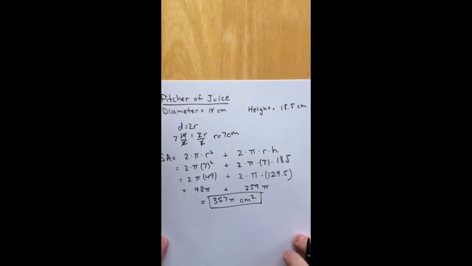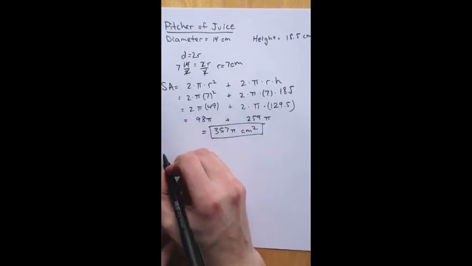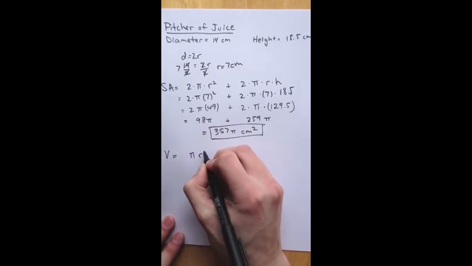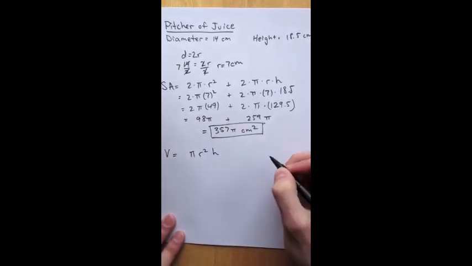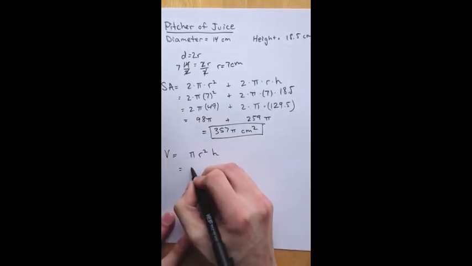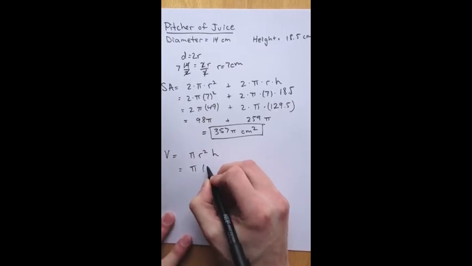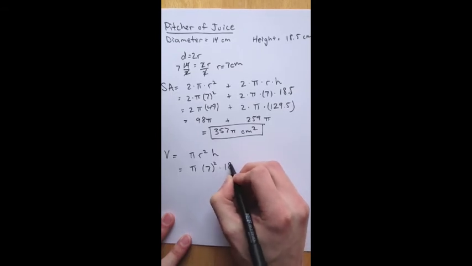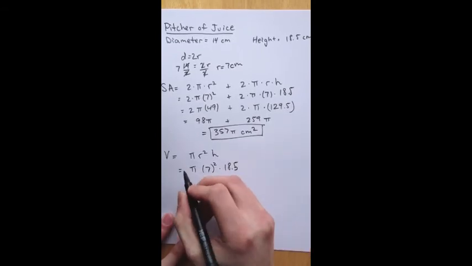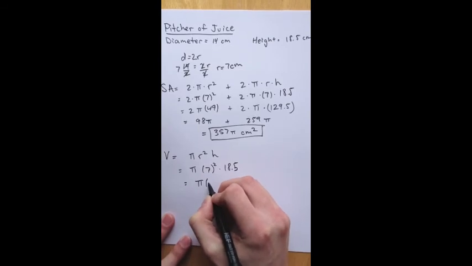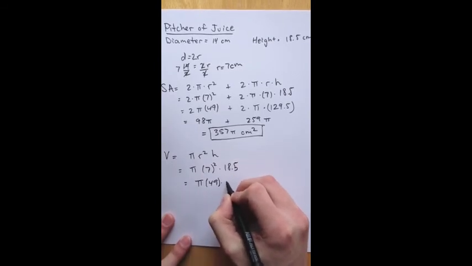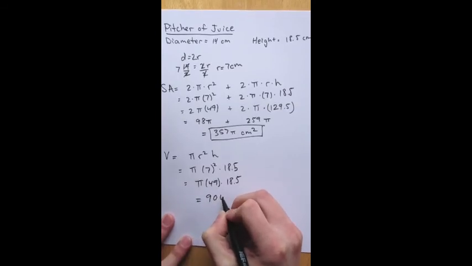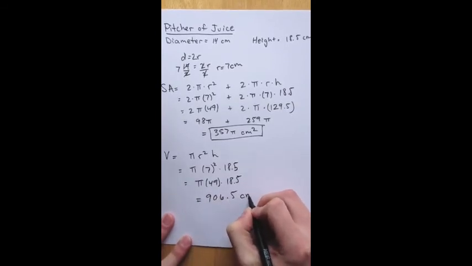Then we do our volume calculation. Write down our formula. Volume equals pi r squared height. We have that equals pi times 7 squared times 18.5, which equals pi times 49 times 18.5, which equals 906.5 centimeters cubed.